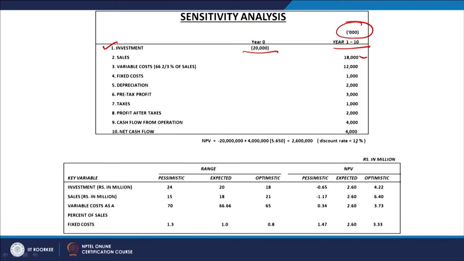So, keeping things simpler, we have anticipated that sales are expected to be, how much, 1 crore and 80 lakhs, and every year this much of sales are required. So, total sales are 18,000, and these figures are in thousands.